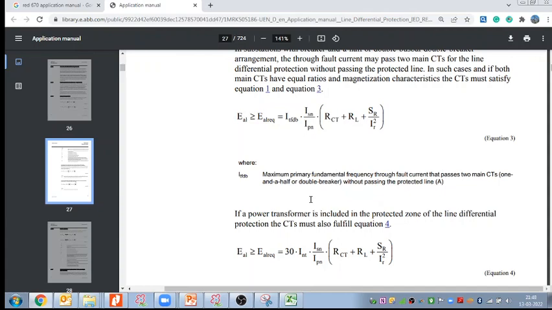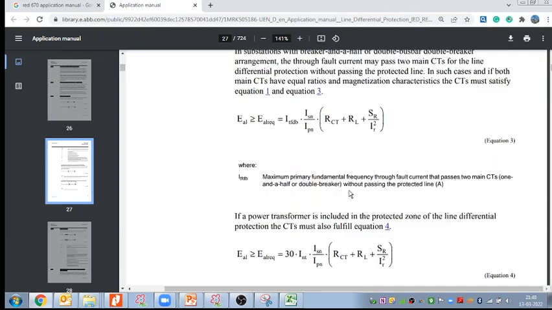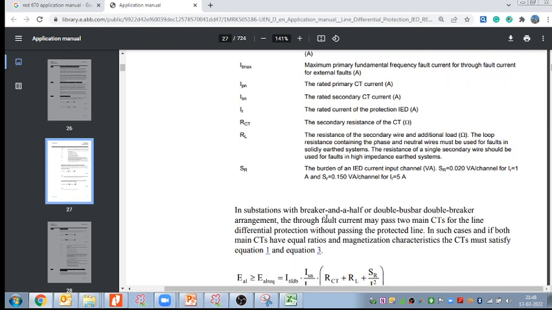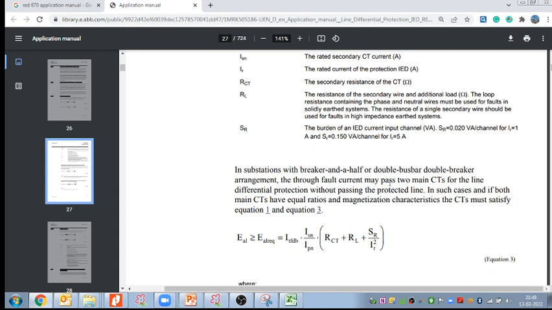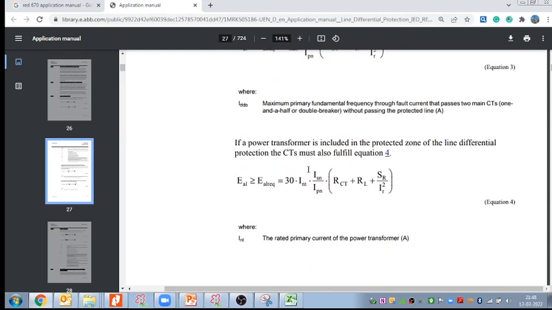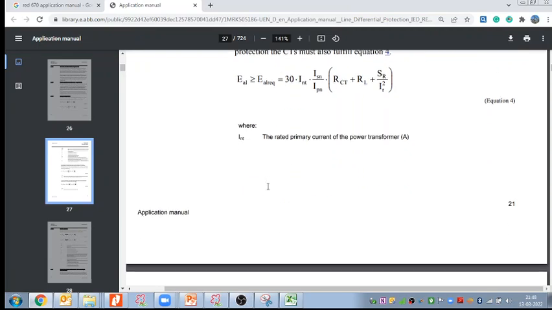Why is it not required to consider? I will come to that later, but it is not required because they are describing the case where fault current may pass through the CT for the line in a substation with breaker-and-half or double busbar double breaker arrangement. The through fault current may pass through the CT for the line differential protection without passing through the protected line. Generally it does not happen that the fault current passes through the CT but not through the protected line. So that is the reason we mostly do not consider equation 3 and equation 4.